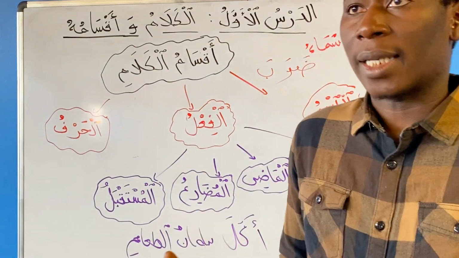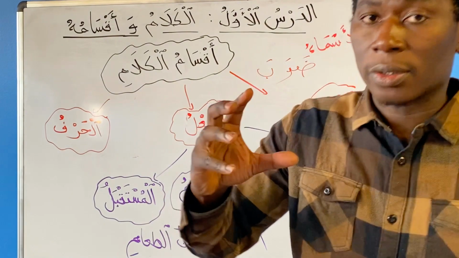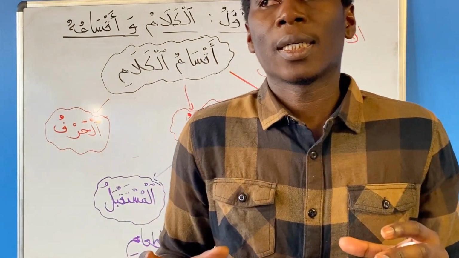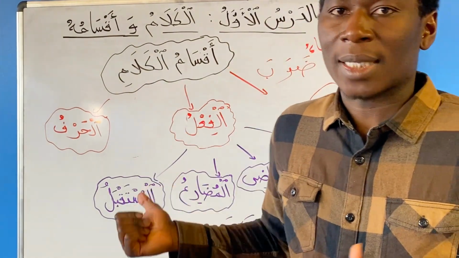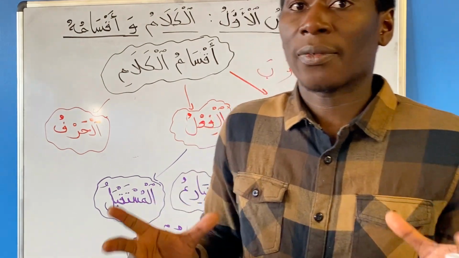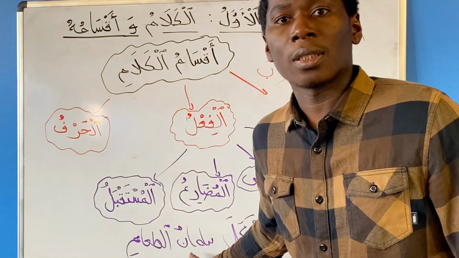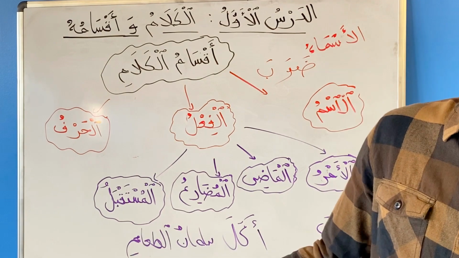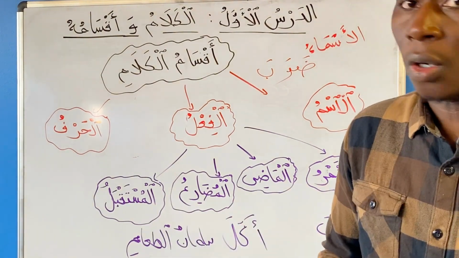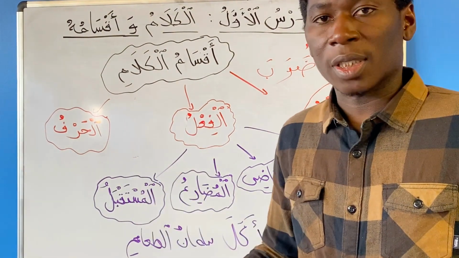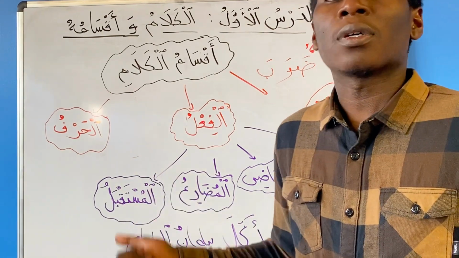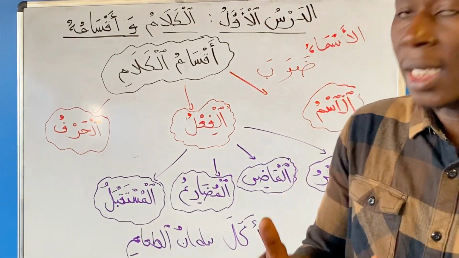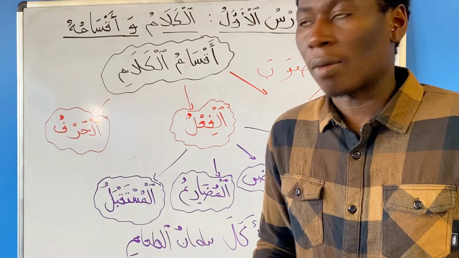But I want you to keep it in mind: the structure subject, verb, object is not a must here. It's not a must for me to have the noun first, then the verb, then the object. No, I can have verb, subject, object. Or I can just have verb and object, and still it's going to make sense.